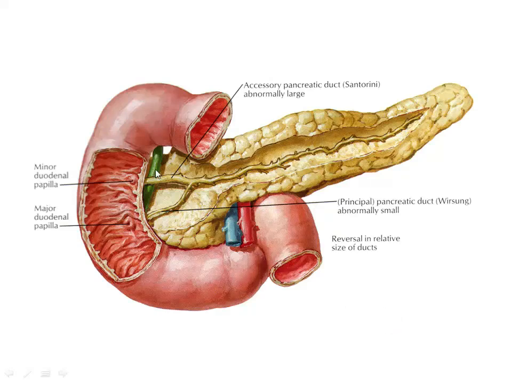Now here again you can see how these ducts open into the duodenum, called the minor duodenal papilla and major duodenal papilla. This is all pancreas portion, the yellow colored pancreas portions here, and this is the principal pancreatic duct. It collects all the pancreatic juice and pours it into the duodenum.